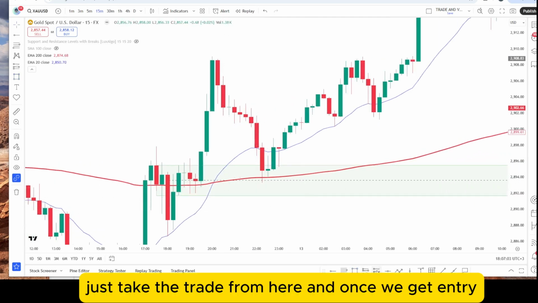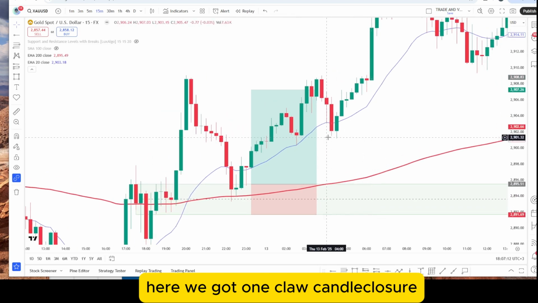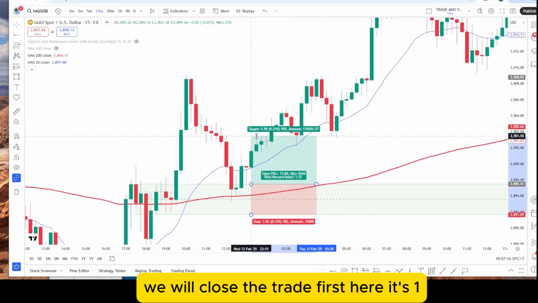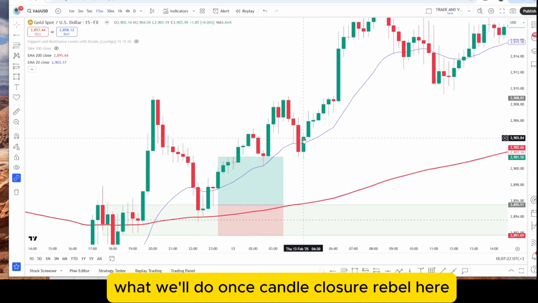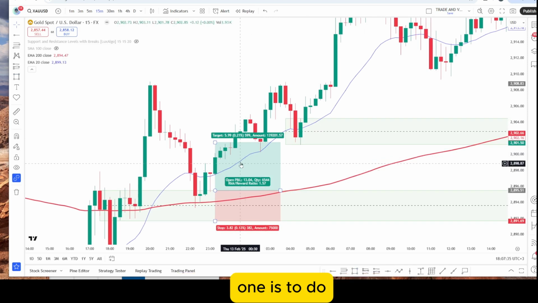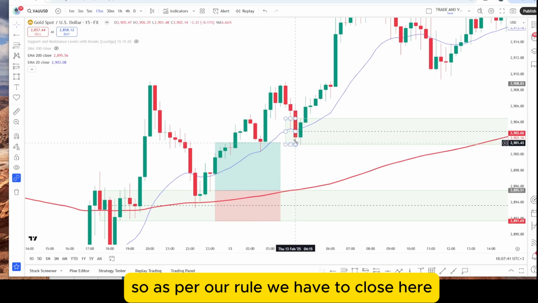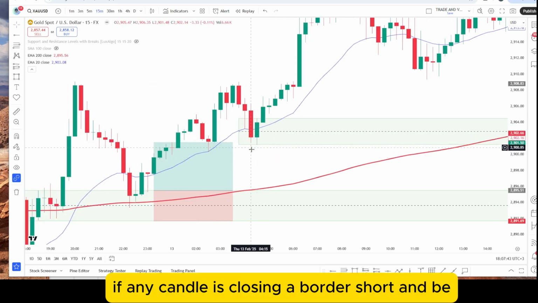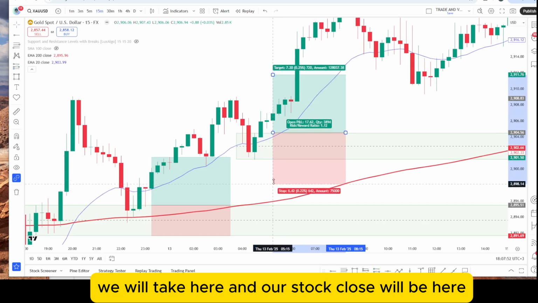Just take the trade from here, and once we get entry, what do we have to wait for? Okay, here we got one candle closure. We will close the trade first here. It's 151.57. Then again, once a candle closes above here, we will take another trade. We are not taking a fixed 1 is to 2. Any candle closure below our short term, we will close. So as per our rule, we have to close here. Then again, if any candle is closing above the short term, we will take the trade. Same, we will take here, and our stop loss will be here.